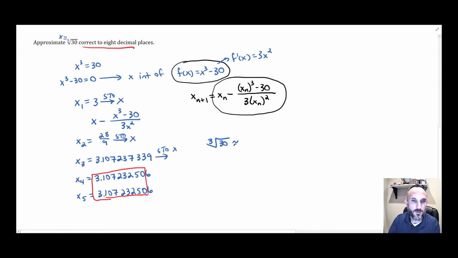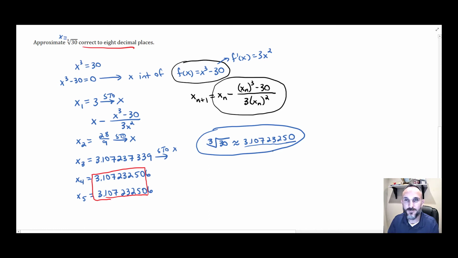is approximately 3.107,232,50. And it would be interesting, type this into your calculator, raise it to the third power, and see how close you are to 30. I bet you're pretty close.